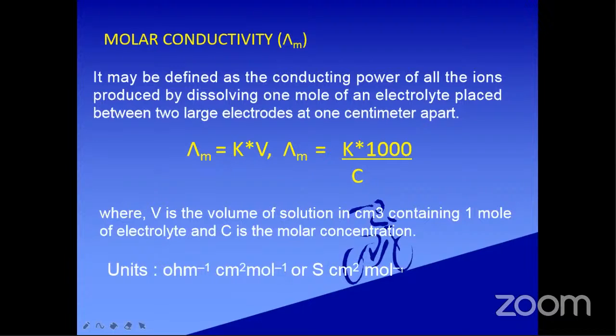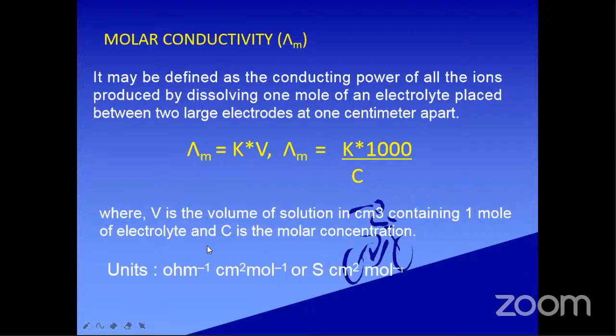So what is the mathematical equation for lambda m? Lambda m equals K into V. See this one, lambda m equals K into V. That means multiplication of specific conductance into volume. So volume into specific conductance equals molar conductivity, lambda m equals K into V. We can substitute V equal to 1000 by C.